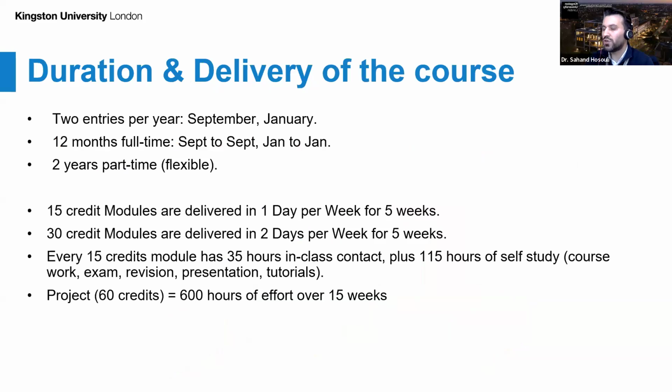Duration of delivery of the course. The course has two entries, September and January, so you're probably going to be more interested in the January intake. The full-time course is 12 months, September to September or January to January, as I explained previously, and then 2 years part-time, which is quite flexible. All the 15-credit modules are delivered 1 day per week for 5 weeks, and the 30-credit modules are delivered 2 days per week for 5 weeks.